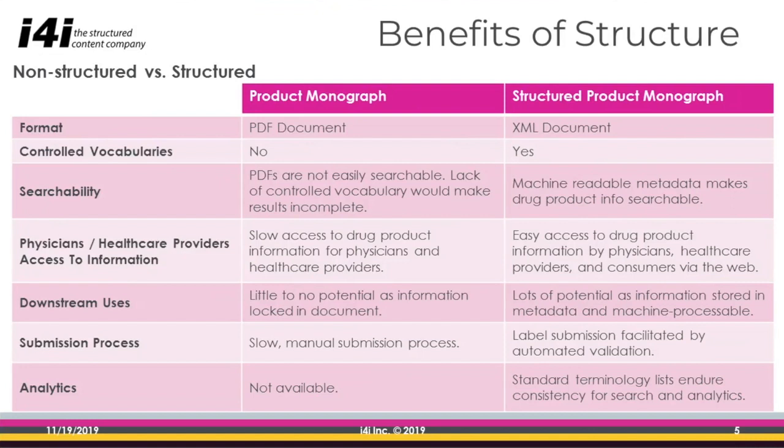Electronic labels are facilitated by automated validation. Automated validation can provide results within minutes, so there would be faster communication with Health Canada in terms of your submissions. You will be alerted to issues faster than with a manual submission, and thus can come to a resolution in a much more timely manner. Finally, the standard terminology lists ensure consistency for searching and analytics. Therefore, moving to a structured format not only encourages the adoption of technology, but also ultimately helps and expedites the results for the end users, such as the patient.